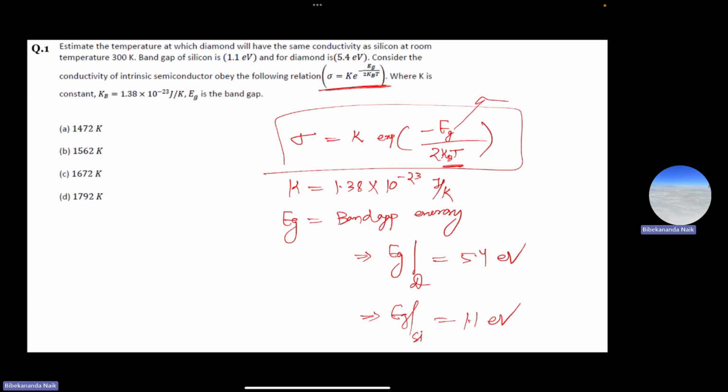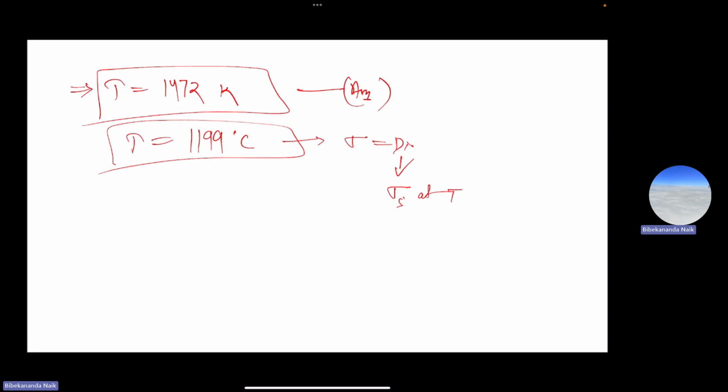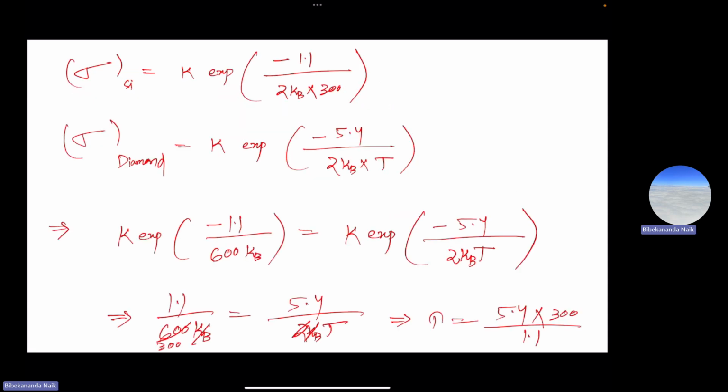So you see, the conductivity will be equal to the room temperature conductivity of silicon at 1472 Kelvin, or if we subtract 273, it is around 1199 degrees Celsius. So at this temperature, the conductivity of diamond will be equal to the conductivity of silicon at T equal to 300 Kelvin. I hope this is clear to everyone.